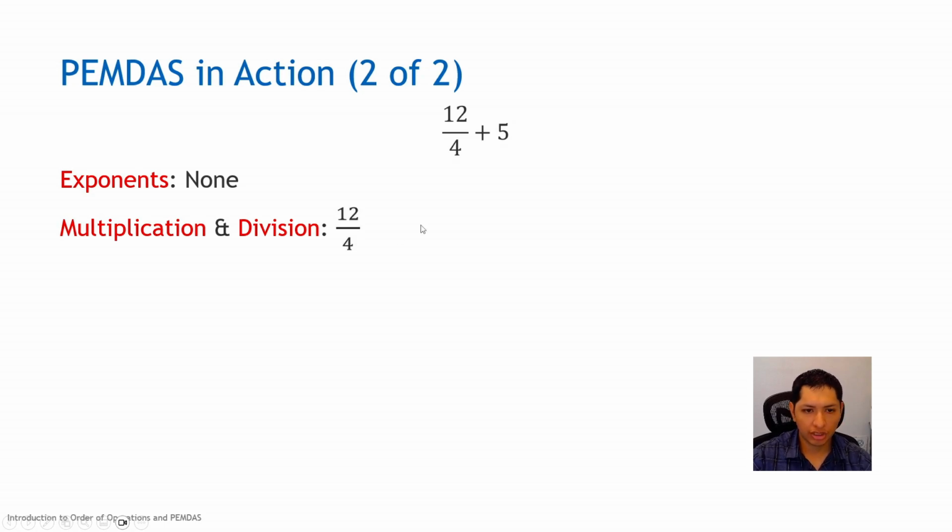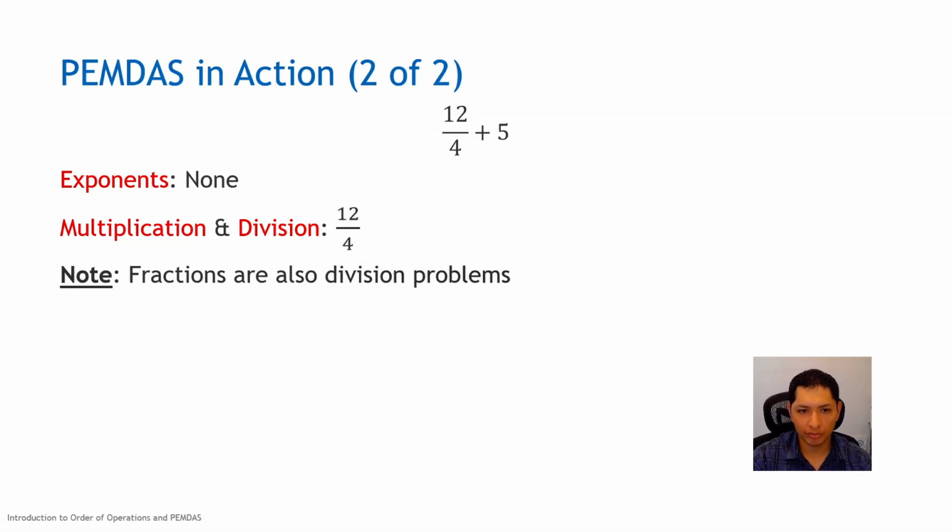Multiplication and division are what occur next, M and D in PEMDAS. Here, the division is 12 over 4. But then you say, well, that's actually a fraction. Yes, but fractions are also division problems. This division problem in particular is 12 divided by 4. And 12 divided by 4 is 3, and you plug that back into the equation. And if you check with the calculator and put 12 divided by 4, you'll see that it gets 3.